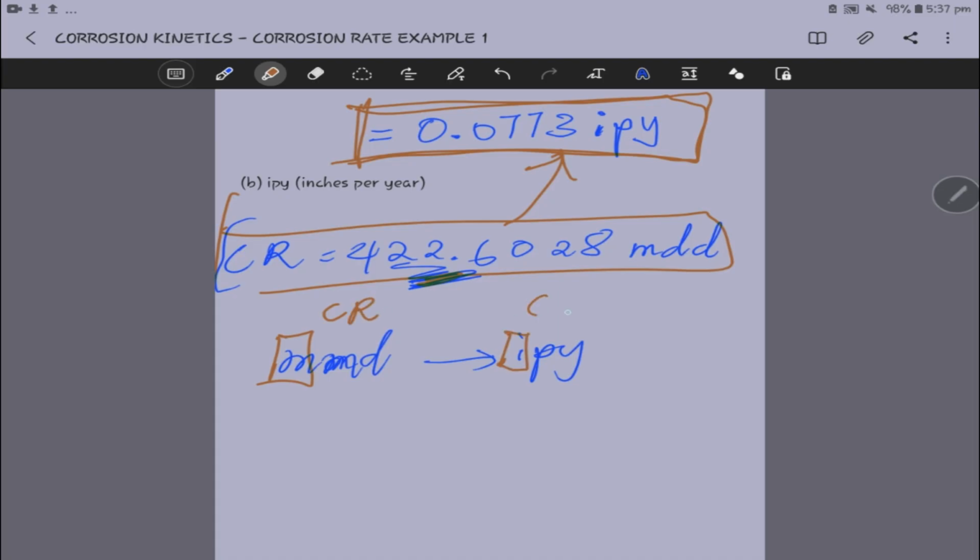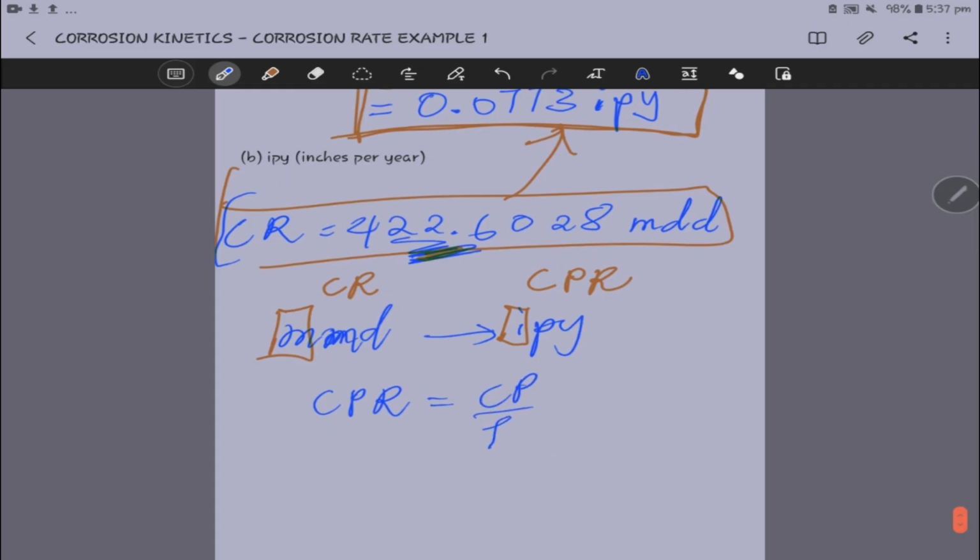So this means that we have corrosion penetration rate. All things being equal, if the units were the same, for us to find the CPR, the corrosion penetration rate, we just have to take the corrosion rate and divide by density. But here is the case where the units are not the same. We have this in MMD and this in IPY. So here is inch, this is milligram, this is day. The units are different.